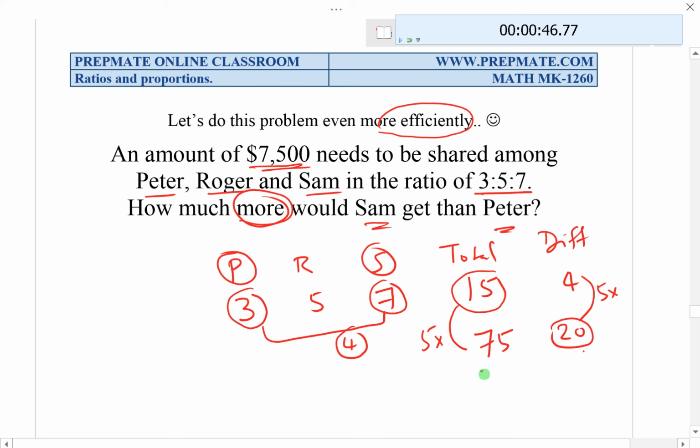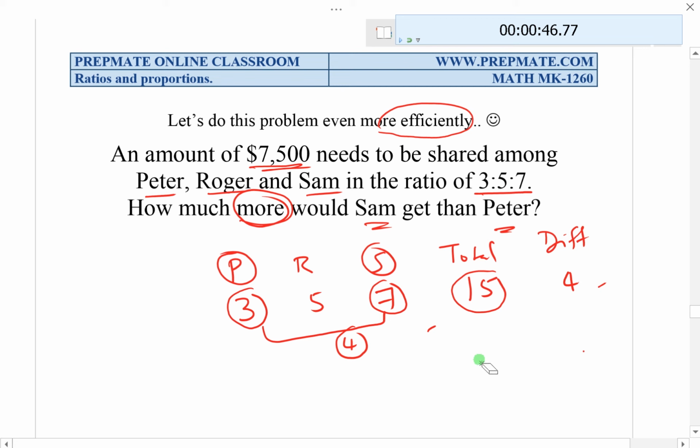Do you see that? Therefore, if let's say we have $7,500, then the difference is going to be $2,000. Do you see that? Did you understand how this is even more efficient than the method that I taught? Yeah, math is fun. So if you keep exploring, you would find more and more efficient ways of solving these problems.